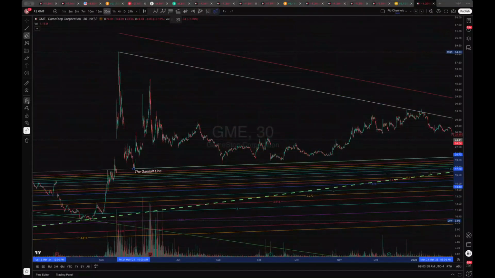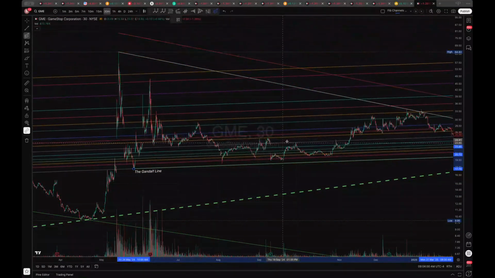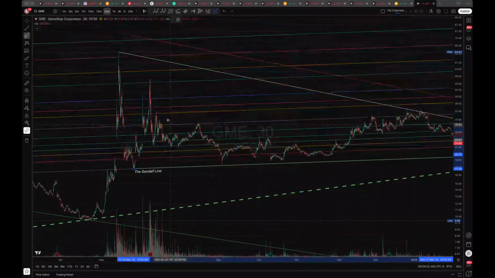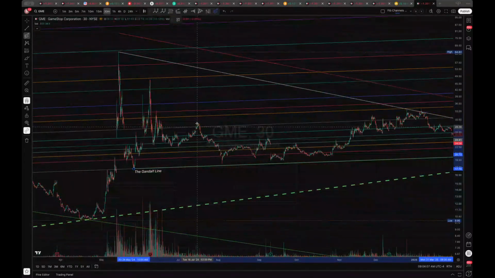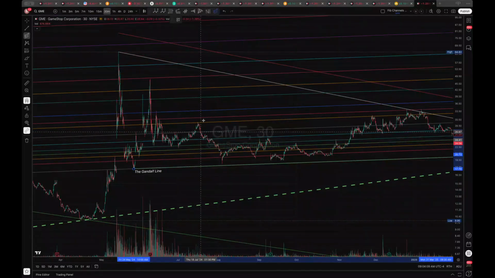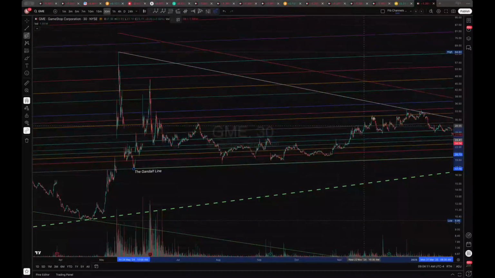For those who aren't super familiar, if I have the magnet turned off, then as I move my mouse around, it's just not going to snap to anything. But if I have the magnet on, then it clings to data points as I go.